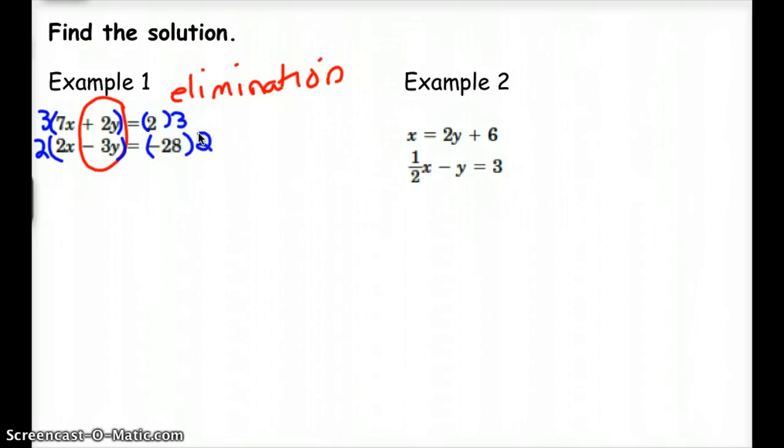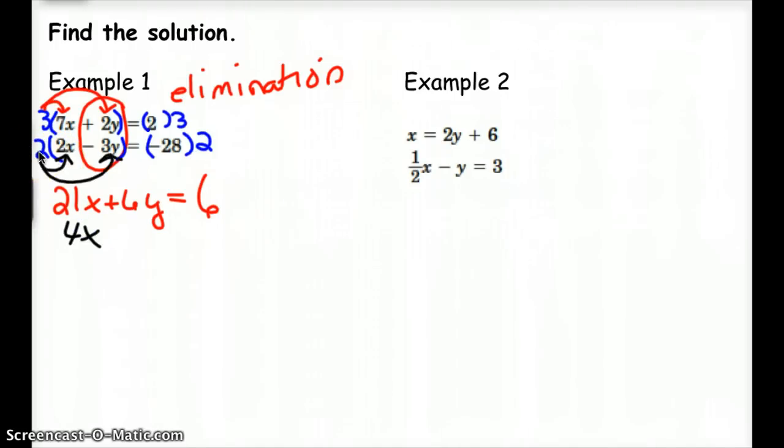All right, so when I write my top equation over, 3 times 7 is 21x. 2y times 3 is 6y, and that equals 6. Bottom equation, 2 times 2x is 4x. 2 times a -3y is a -6y. And remember, my goal was to get those to be eliminated. And they are going to be, and then a -28 times 2 is a -56.